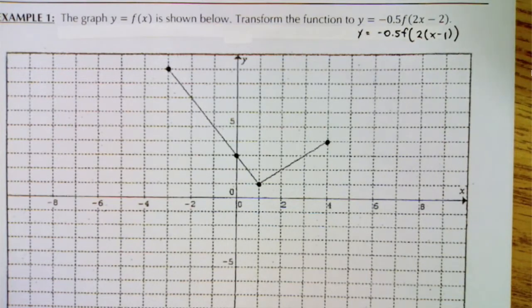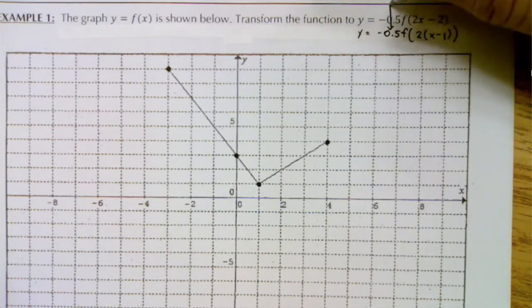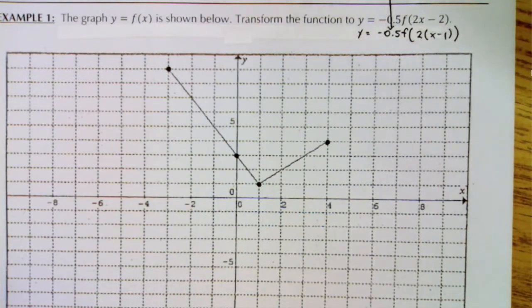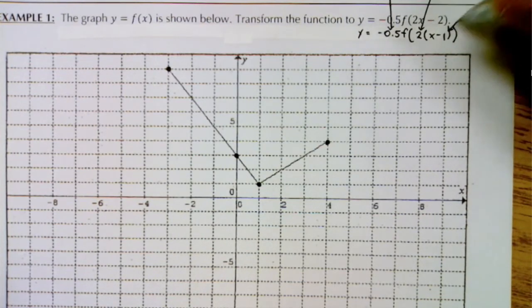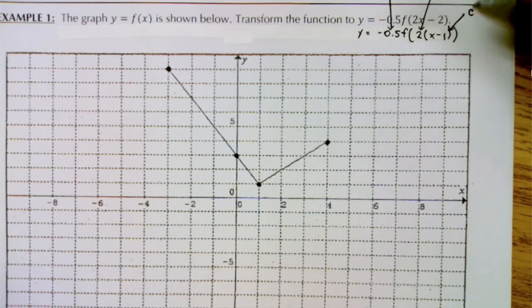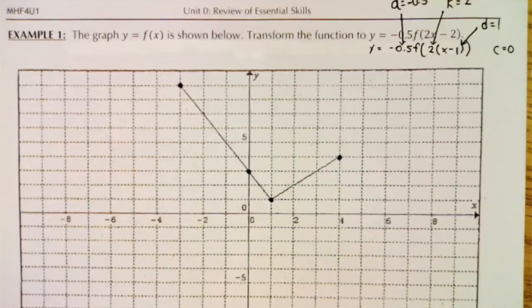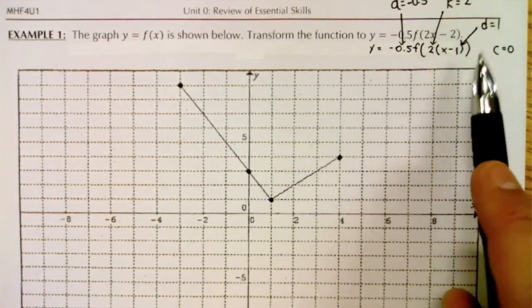So now we can pick out the a, the k, the c, the d. A is the number in front. A is negative 0.5. K is the number in front of x. So k is 2. D is the number being added or subtracted from x. D would be 1. And there's nothing after, so c is 0. So we have 3 transformations to perform. We have an a of negative 1/2, we have a k of 2, and we have a d of negative 1.